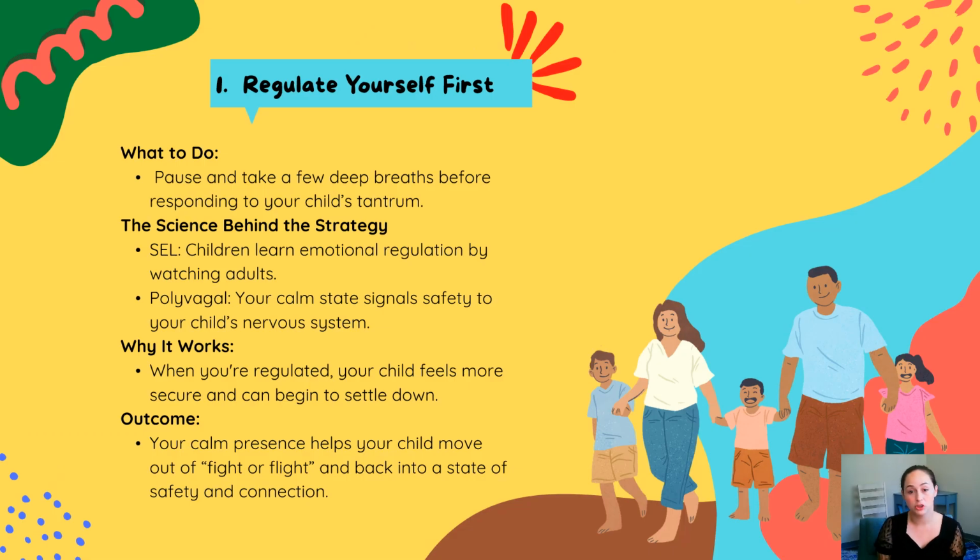So before you can help your child calm down, you yourself have to be calm first. If you jump in while you're stressed or angry, you're going to feed off of each other's emotions, and it's not going to be as productive. So take a moment to pause, breathe deeply, and lower your own heart rate. In social emotional learning, children learn regulation by watching how you handle your feelings. And through the polyvagal lens, your steady, calm body language signals safety to your child's nervous system. When they sense that you're in control, it helps them shift out of fight or flight and start to be able to relax.